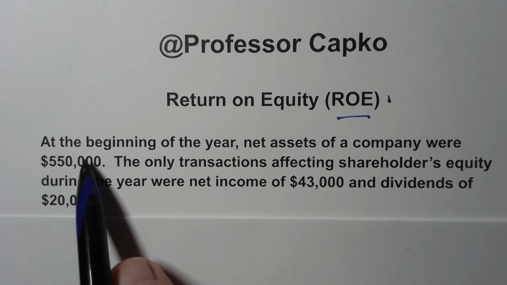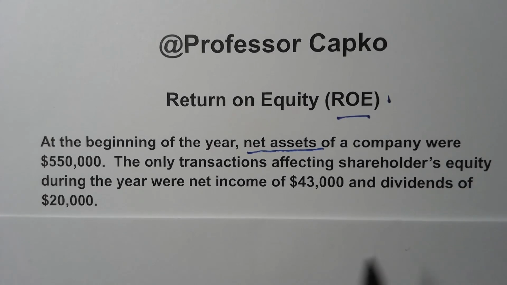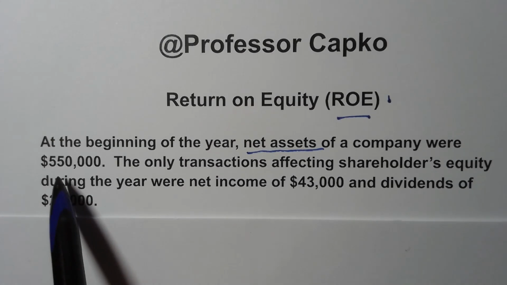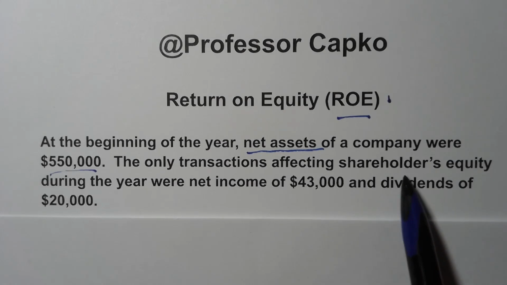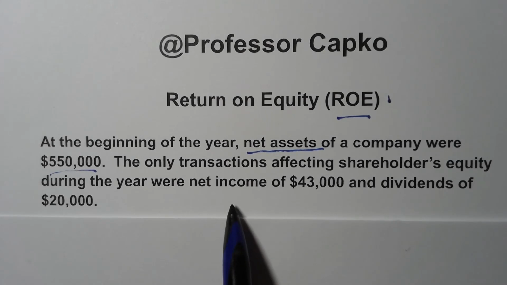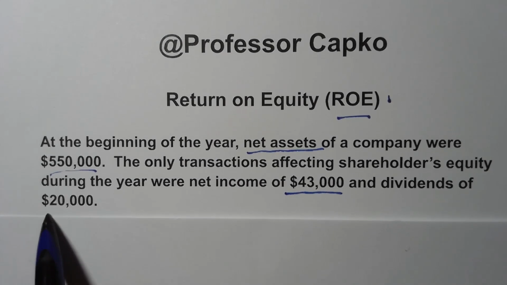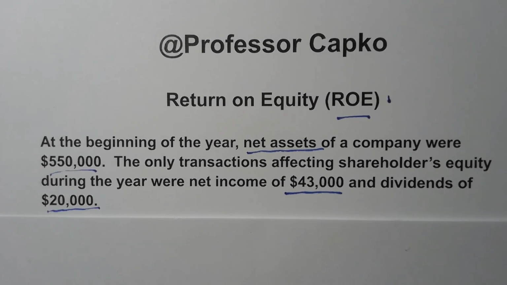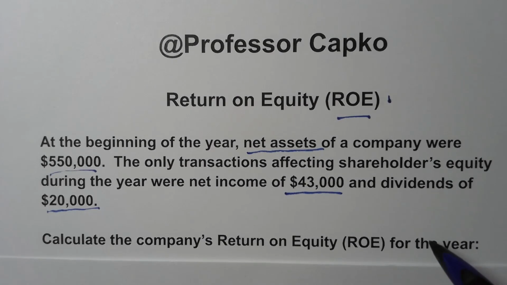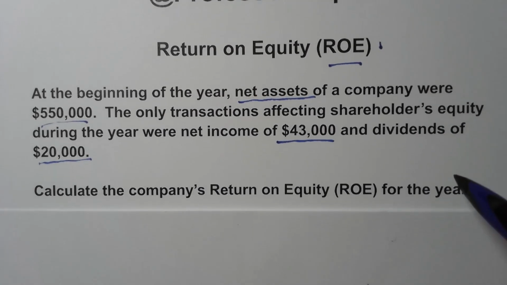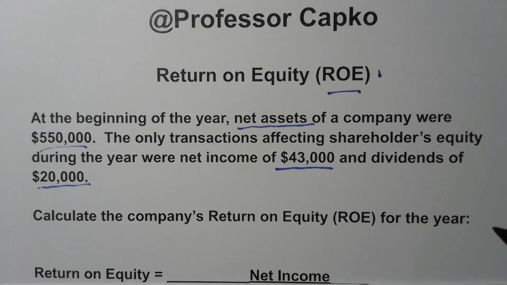In this one, we've got in the beginning of the year, net assets of the company were $550,000. The only transactions affecting shareholders' equity during the year were net income of $43,000 and dividends of $20,000. Let's look at how to calculate the company's return on equity for this year.